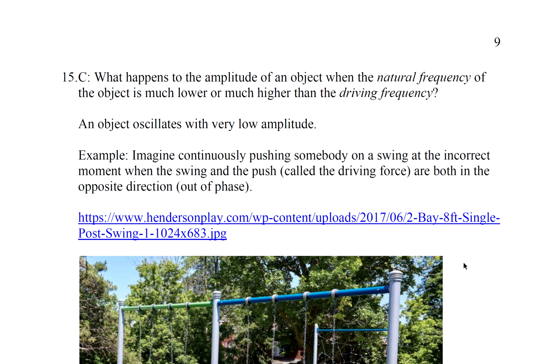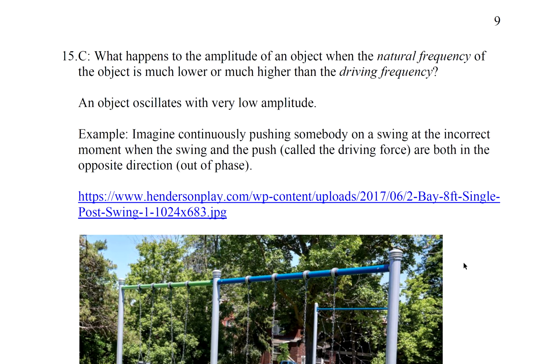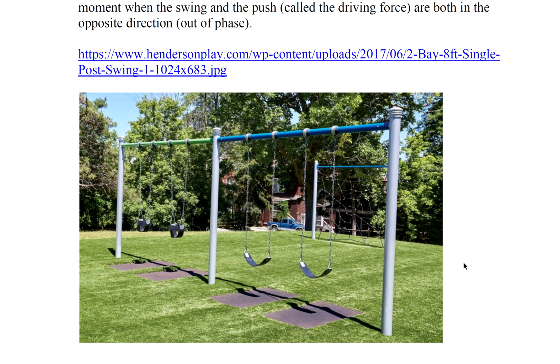Question 15. What happens to the amplitude of an object when the natural frequency of the object is much lower or much higher than the driving frequency? An object oscillates with very low amplitude. So here's an example. Imagine continuously pushing someone on a swing at the incorrect moment, when the swing and the push, called the driving force, are both in the opposite direction, out of phase. So here are swings.